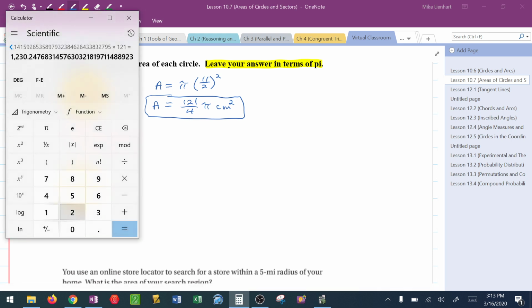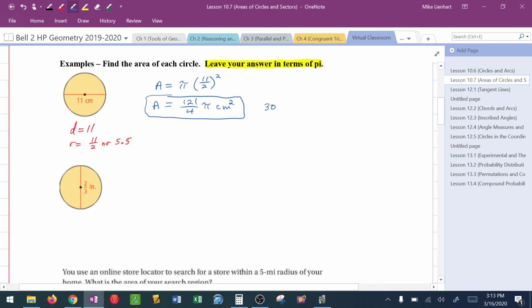If I were to change that to a decimal, very simply, it's 121 divided by 4. I would say 30.25 pi. Nobody asked you to round. So I would say 30.25 pi centimeters squared.